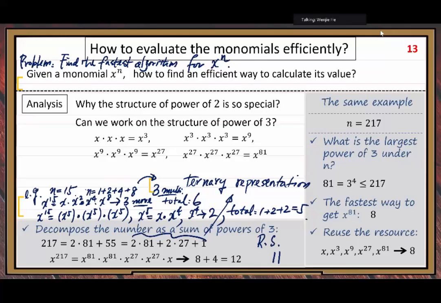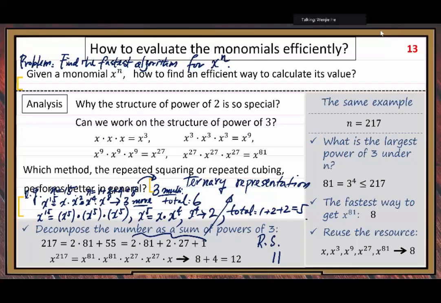Although, for the analogy part, to calculate monomials using repeated cubing. Here for the question, which one is better? Which one is better, repeated squaring or repeated cubing? I can give you the answer to this question. Sometimes repeated squaring is better. Sometimes repeated cubing is better.